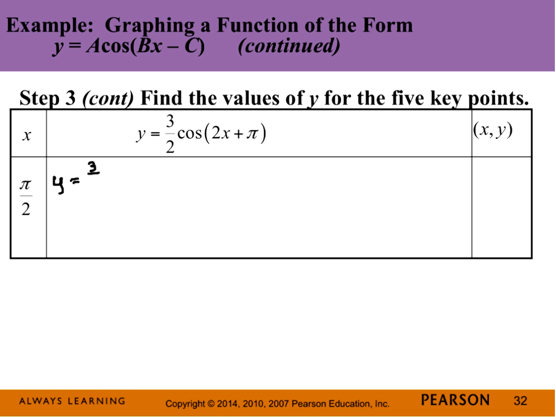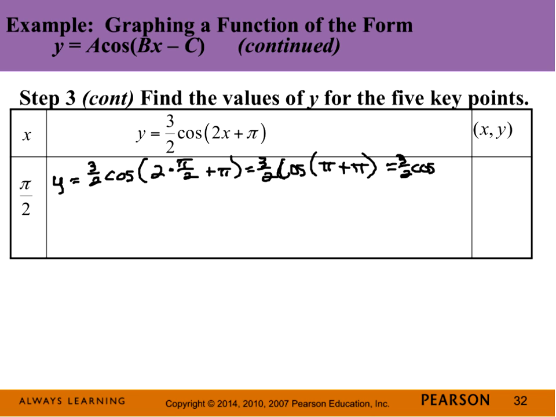Okay, so y equals 3 halves times the cosine of 2 times pi over 2 plus pi. Well, that's 3 halves times the cosine of pi plus pi, which is 3 halves times the cosine of 2 pi. And the cosine of 2 pi is 1. So I have the point pi over 2 and 3 halves.